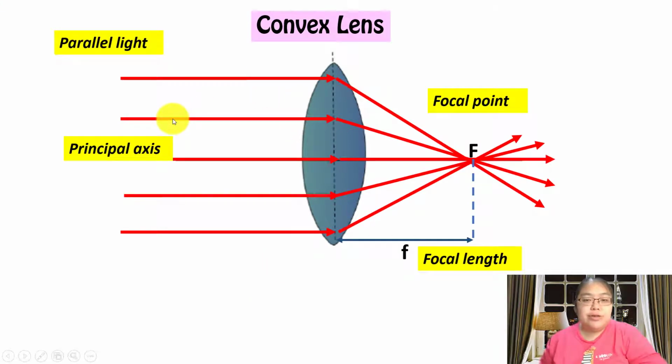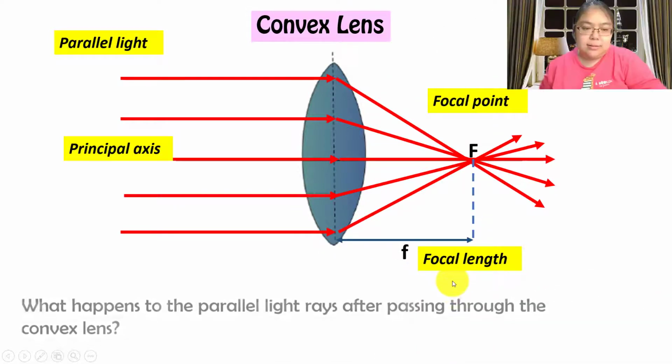Okay, now we introduce the name of every part. First one, there is the parallel light. The center part, that means joining O to F, we call the principal axis. After the light is refracted by the lens, it will go through the focal point. The distance between the focal point and the center we call the focal length.